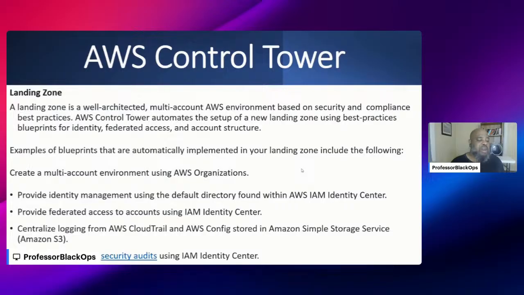Create a multi-account environment using AWS Organizations. We talked about that 2 weeks ago. Provide identity management using the default directory found in AWS IAM. Once again, use that federated access using IAM Identity Center. Centralized logging using CloudTrail and AWS Config, stored into your S3 bucket. And once again, your security audits using the IAM Identity Center.